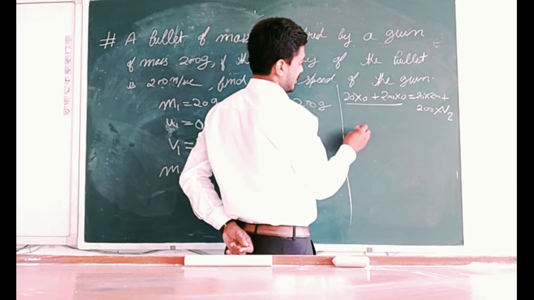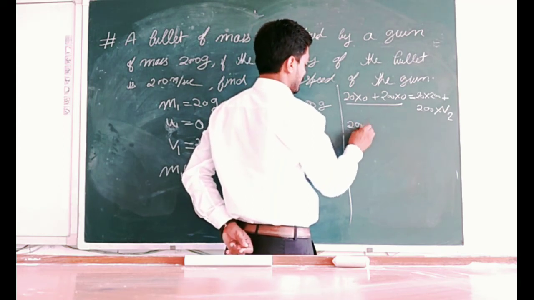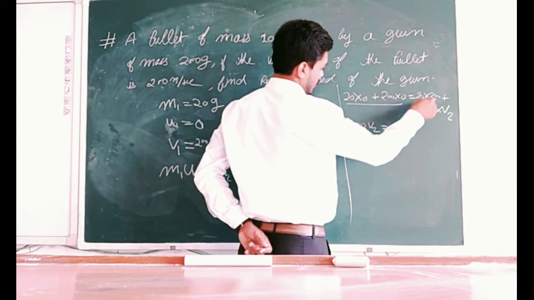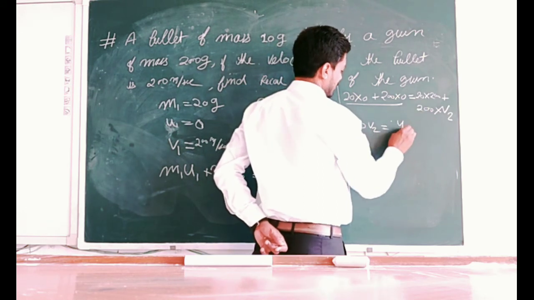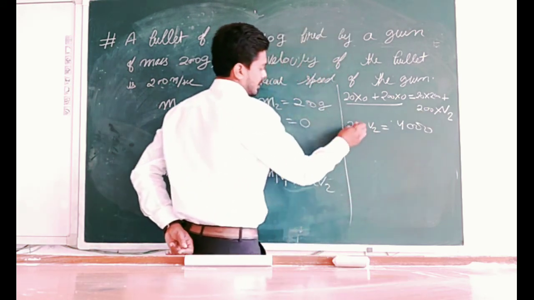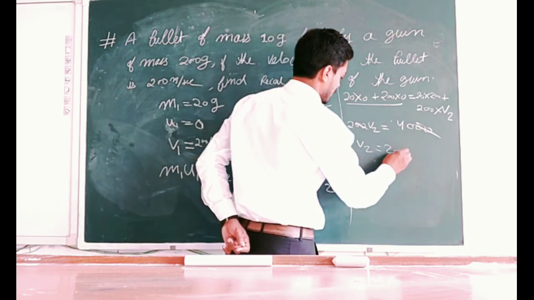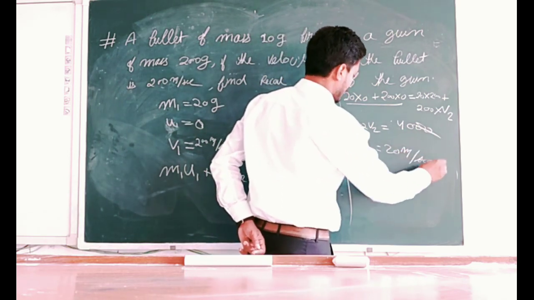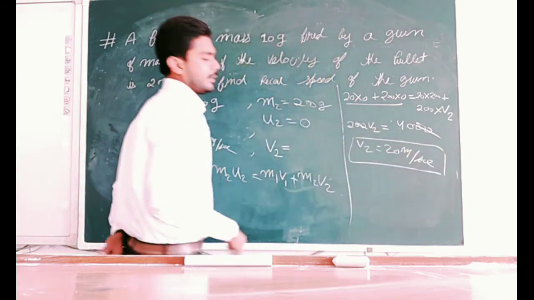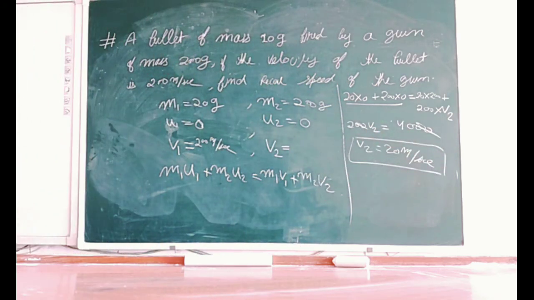This value will be 0. Then we will get 200 v2 is equal to 4000, so v2 will be equal to 20 meter per second. This will be the recoil speed of the gun. The recoil speed of the gun is 20 meter per second.